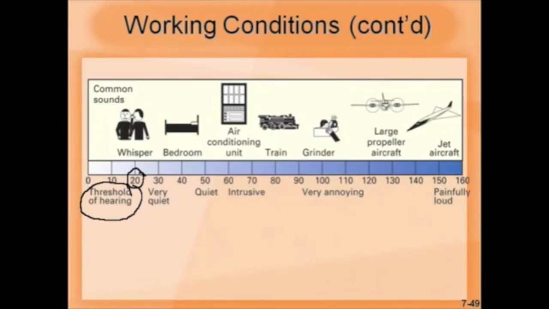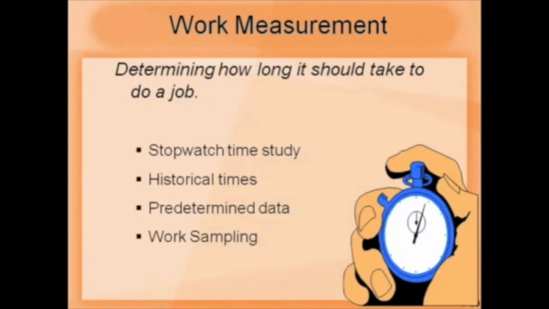If it is an air conditioning unit, maybe about 60 to 70. But as it goes higher, let's say a grinder, about 100, so it becomes very annoying. And when it is a jet, maybe if it is somewhere nearby, you have to close your ears because it is painfully loud.